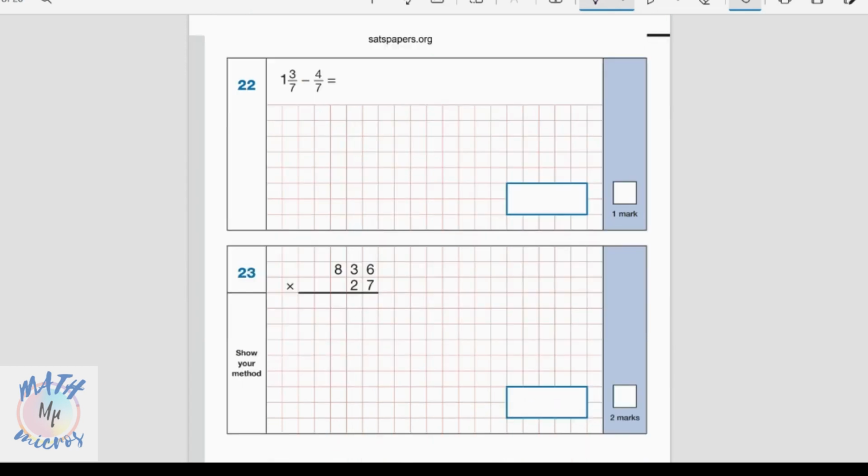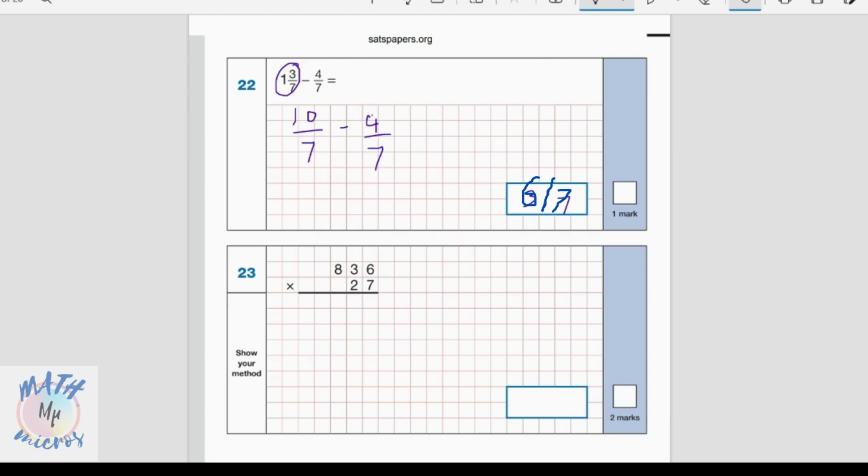Question 22. 1 3 by 7 minus 4 by 7. So this is a mixed number. So I'm going to change this into an improper fraction. So 1 times 7 is 7 and plus 3, it becomes 10 by 7 and minus 4 by 7.